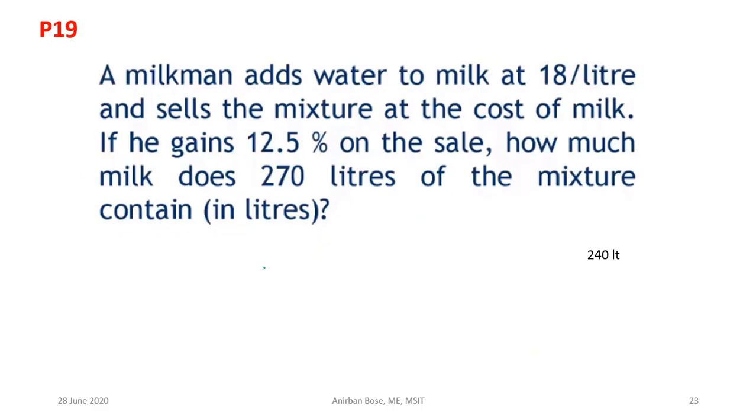Now a milkman adds water to milk at rupees 18 per liter and sells the mixture at the cost of milk, and he gains 12.5% on the sale. How much milk does 270 liters of the mixture contain? If you remember, we have solved this kind of problem, where water is added to the milk, and then that mixture was sold at the same price as that of the milk.